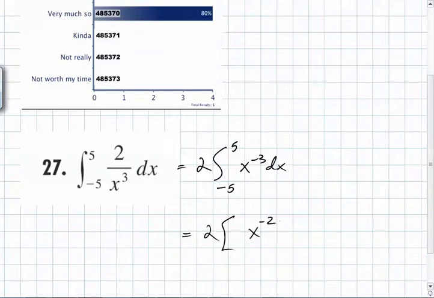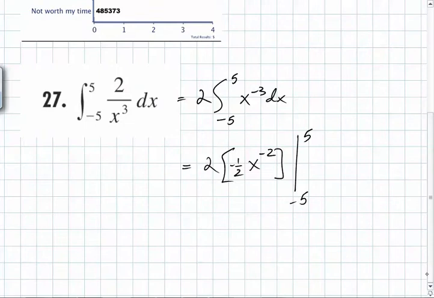2 times x to what power? -2. What do you have to plop out front because you want to cancel that -1/2? You want to plop out a -1/2, right? And you're evaluating from what to what? Yeah, -5 to 5. So you can pull that constant out again, and it's really just negative this, right? I'm just simplifying a little bit.